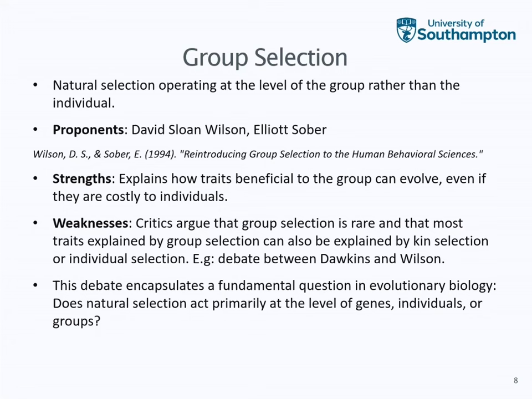This debate encapsulates the fundamental question in evolutionary biology: does natural selection act primarily at the level of the genes, which is a more reductionist view, individuals, or groups?